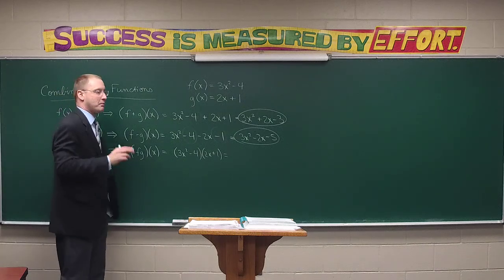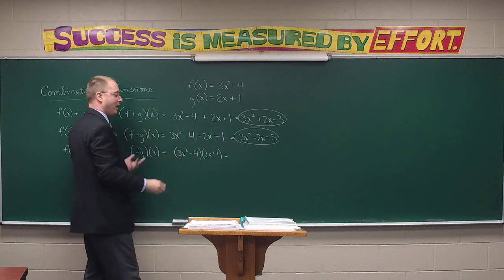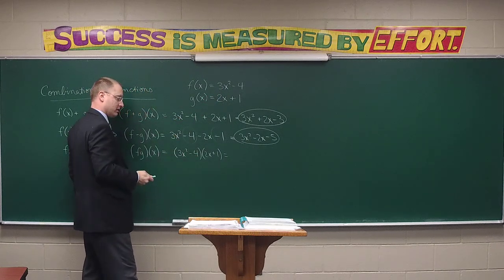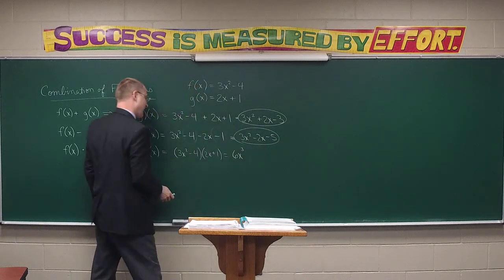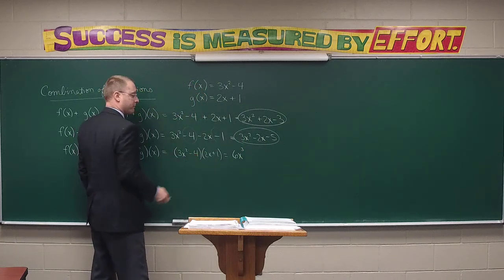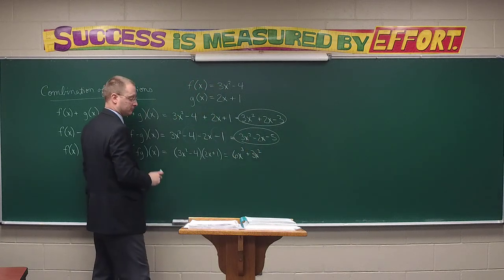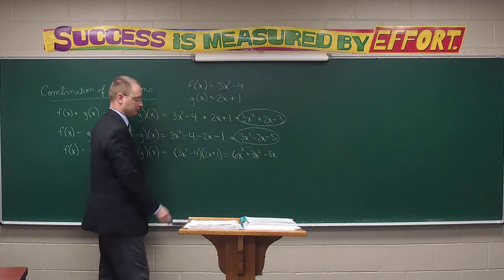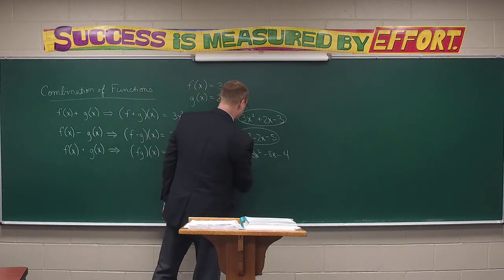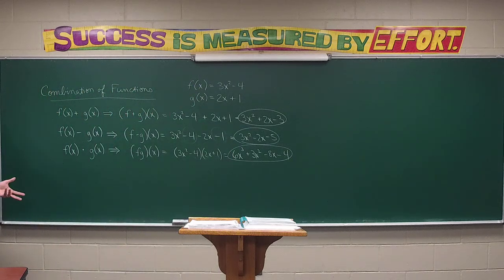FOIL. Now, in this case, it's not going to be first, outer, inner, last, because I don't have similar binomials, right? But I can still FOIL, my first, class. 6x cubed. My, let's go with the outer, 3x squared. Inner, negative 8x. And last, negative 4. And that's fg of x. Still easy? Not blowing anyone's brain.